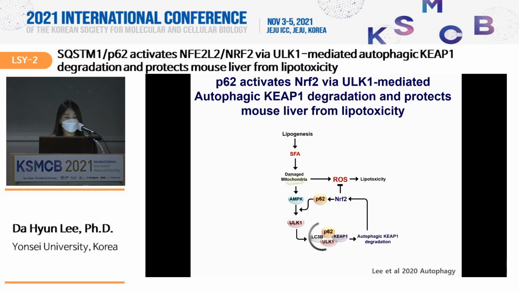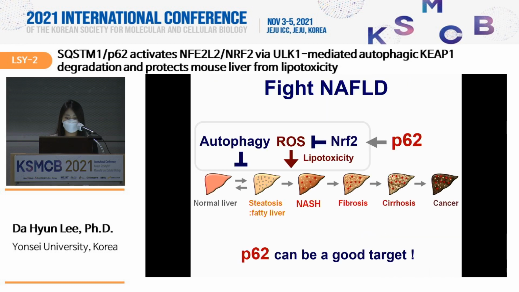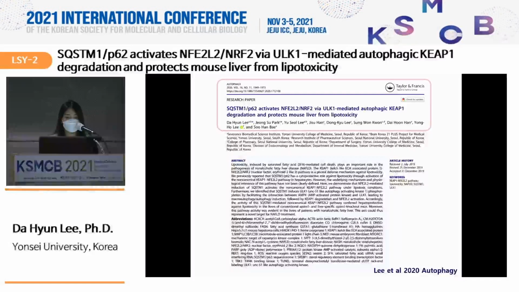To briefly summarize, I came to the conclusion that P62 activates NRF2 via ULK1-mediated autophagic KEAP1 degradation, and P62 can protect mouse liver from lipotoxicity. Therefore, P62 can be a good target to fight NASH. This led to publication of a research article in Autophagy.